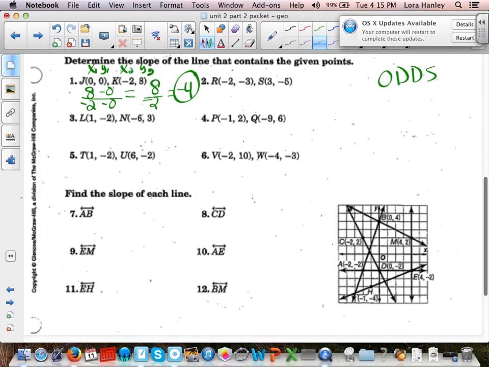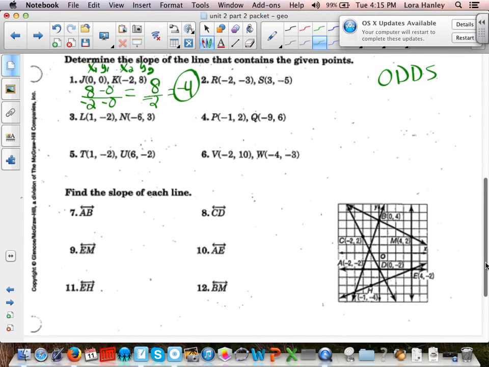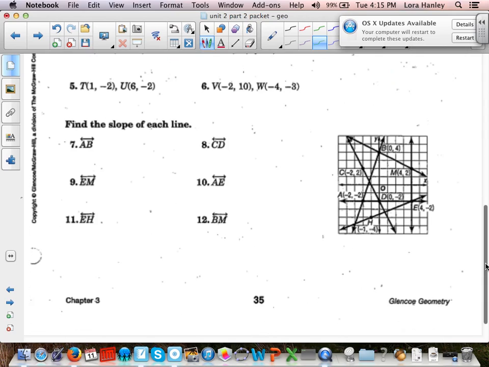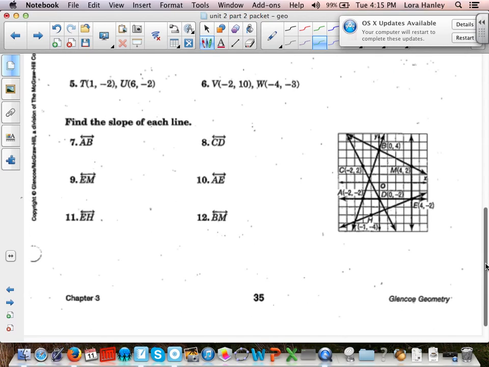Again, this should be Algebra 1 review. So you go ahead and complete 3 and 5. Down below, you are looking for the slope from the line. So remember, when we're looking at just a line, we're always counting our rise over run.